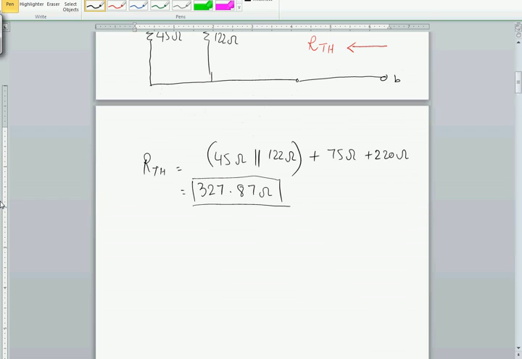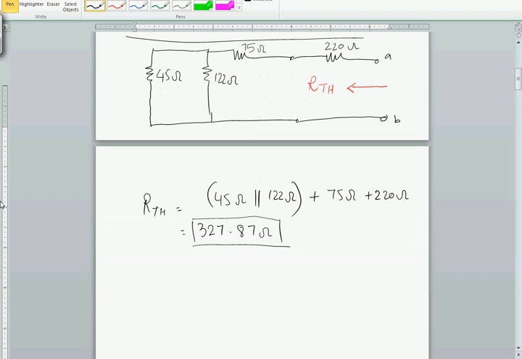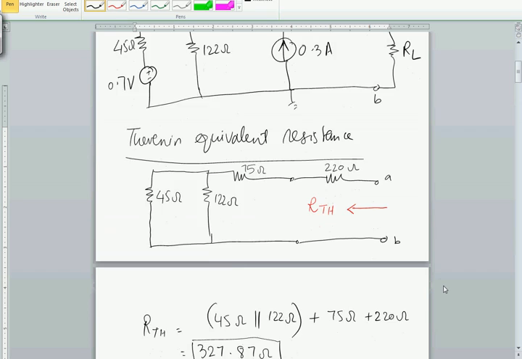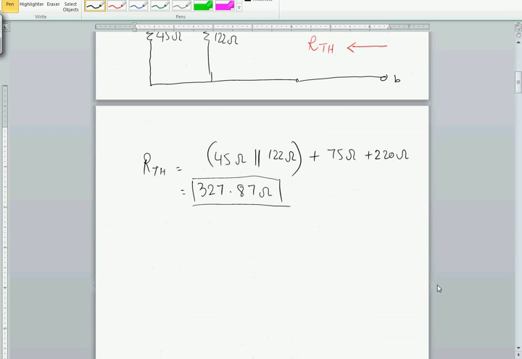Now to find the Thevenin equivalent voltage, we have to go ahead and put the sources back in the circuit, still leaving the RL out of the circuit, but we do have to put the sources back in the circuit. So this is for Thevenin equivalent voltage.